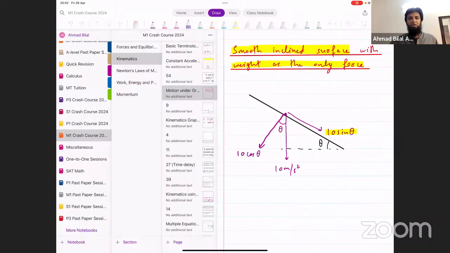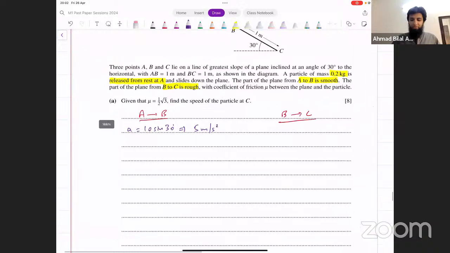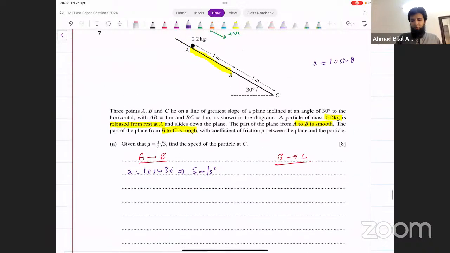Otherwise, you'll have to use Newton's second law of motion to find acceleration. You don't have to do that. You can just write this value directly. So this is 10 sine 30. Now, what else do we know from A to B? We know initial velocity, it started from rest. We know displacement from A to B is 1 meter. That's all the information that we've got from A to B. What we do not know is the time taken, and we also do not know the speed.